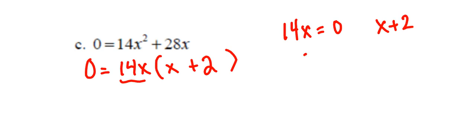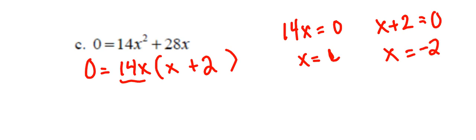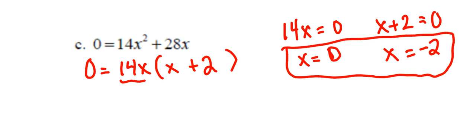If we divide by 14, we get x equals 0. If we subtract 2, remember to set them equal to 0. If we subtract 2, we get negative 2. So our answers are 0 and negative 2. Both of those will make the problem go to 0 if we were to substitute back in.